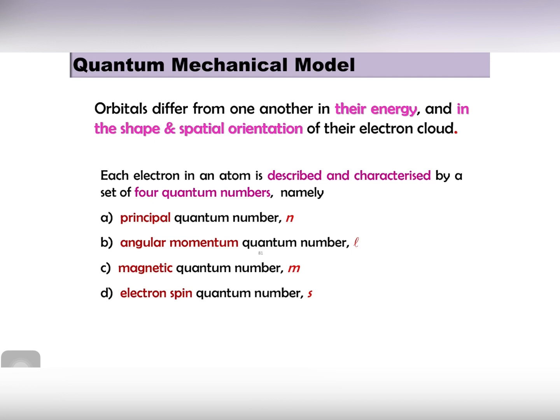So, each electron in an atom is described and characterized by a set of 4 quantum numbers. So, apa itu a set of 4 quantum number ni? Dia macam specific address, konon-konon macam address untuk that electron ataupun ID untuk that specific electron. Okay, so we have these 4 criteria yang kita kena consider. The first one is principal quantum number N. Next, angular momentum quantum number L, magnetic quantum number M, and also electron spin.